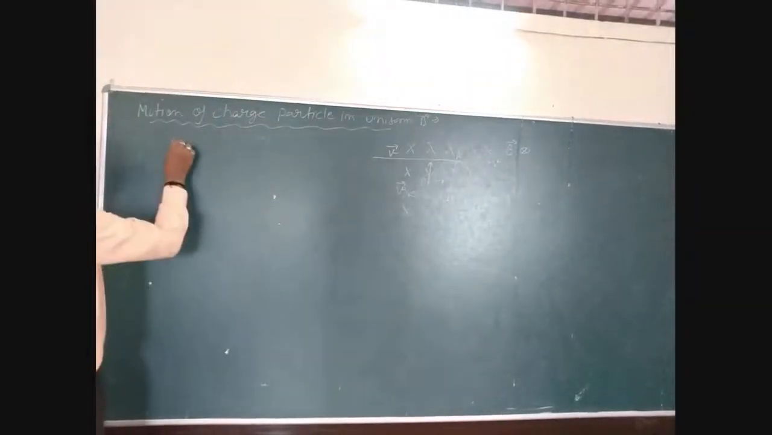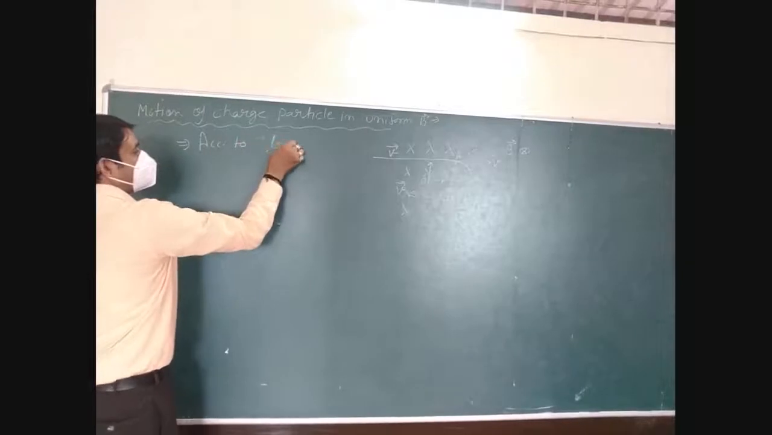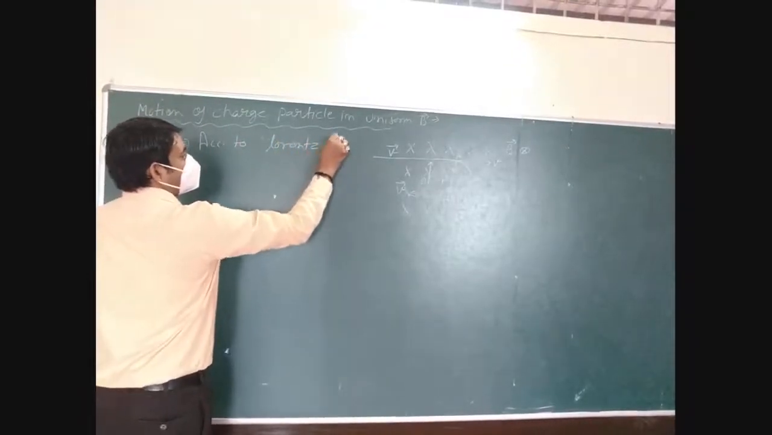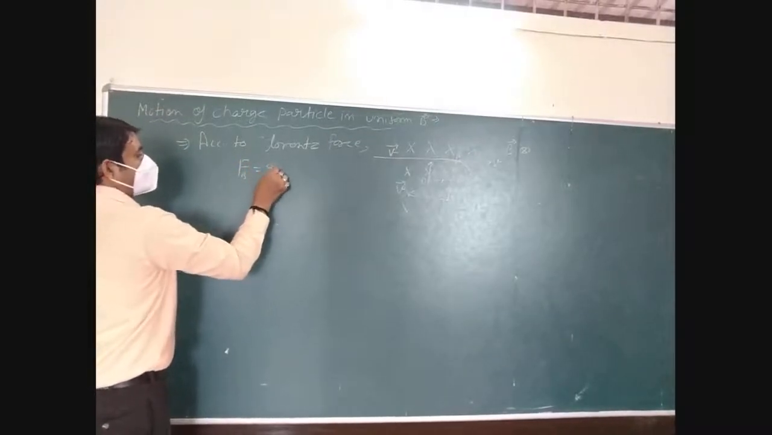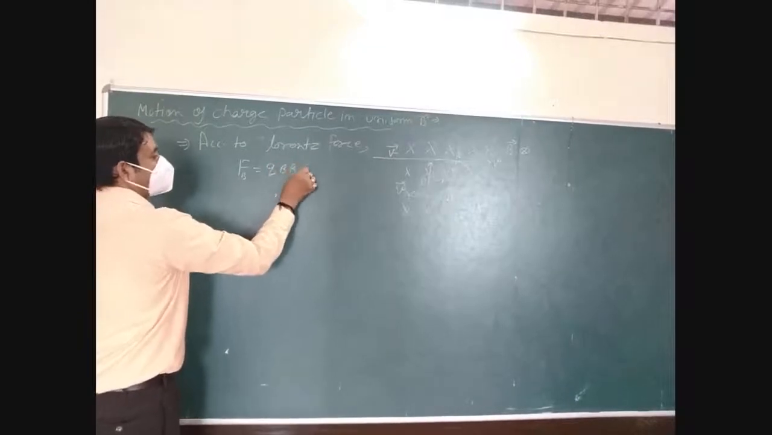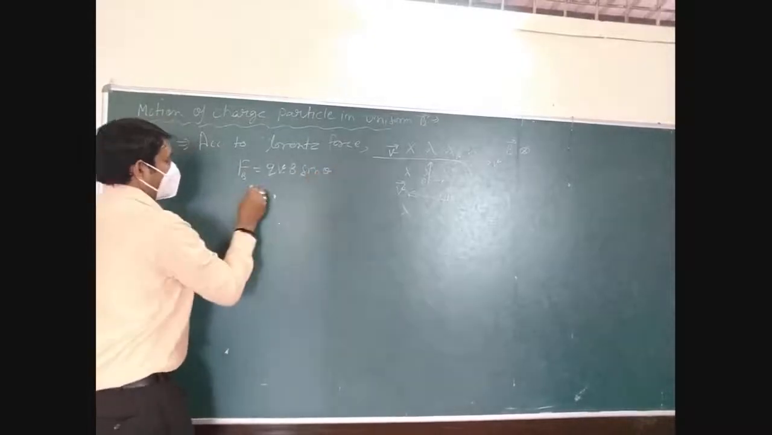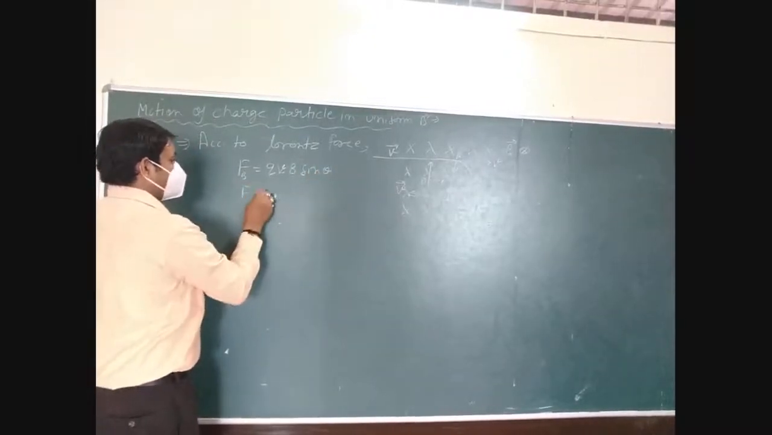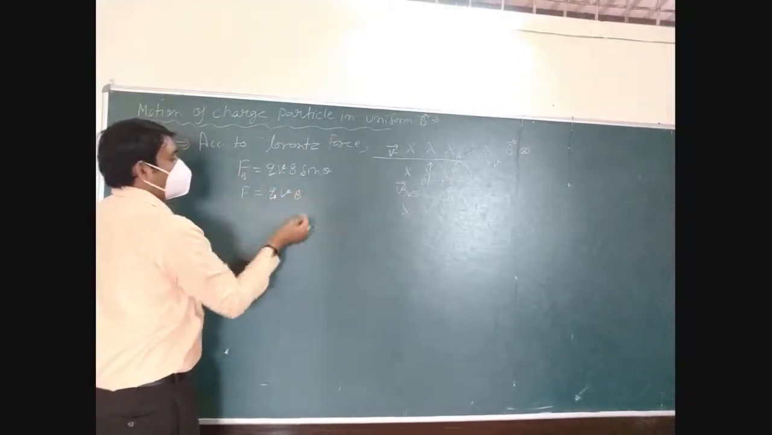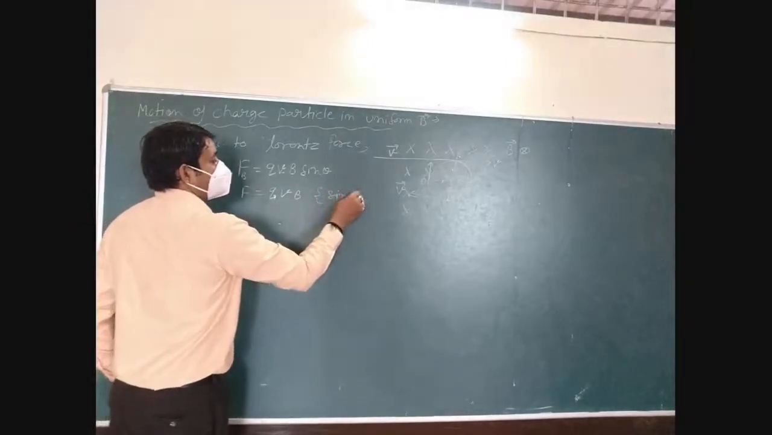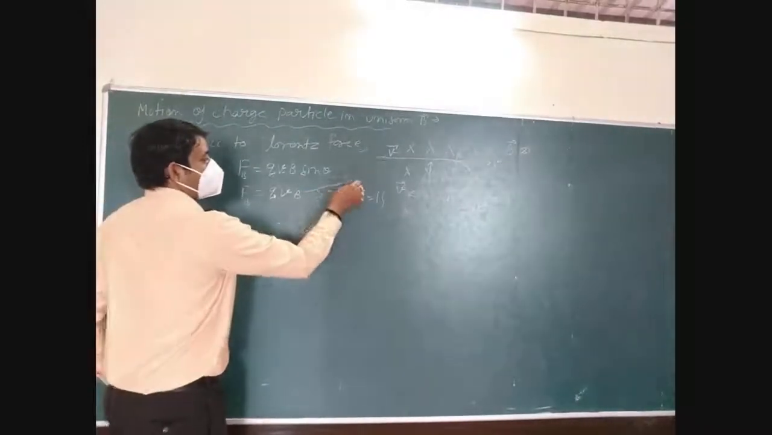According to the Lorentz force, F is equal to qvB sin theta. It will be qvB when sin theta is sin 90. This is equation 1.